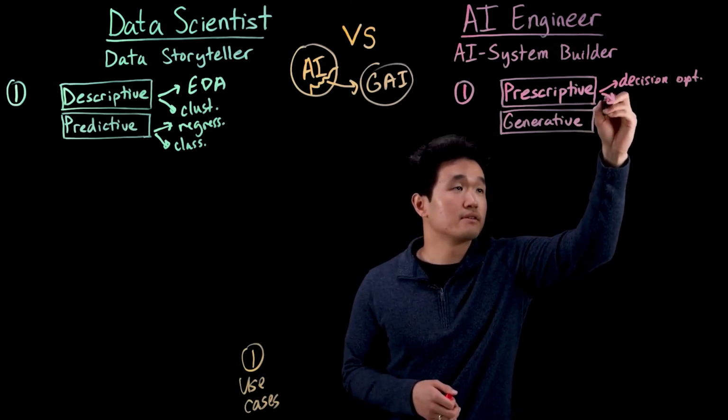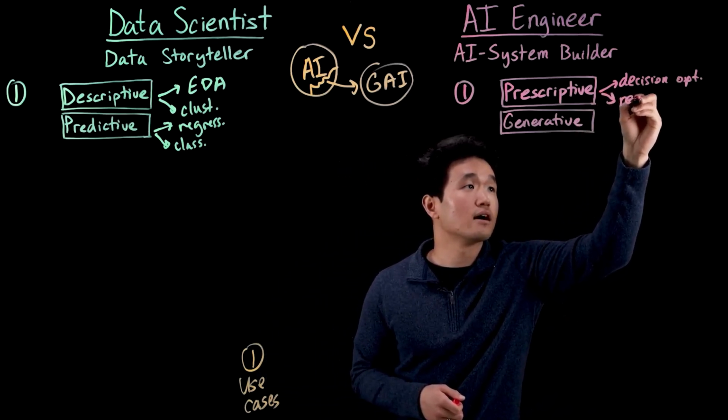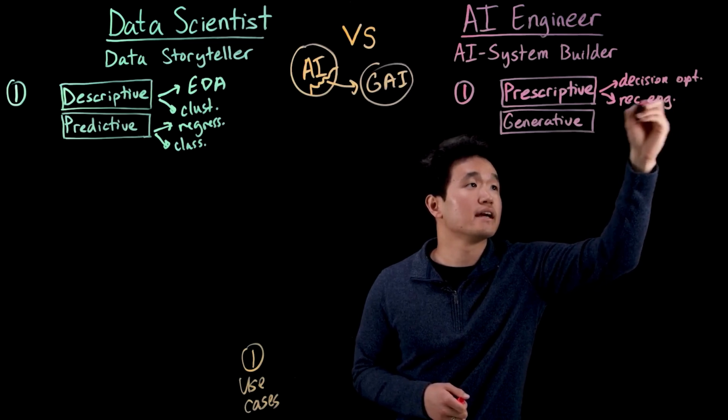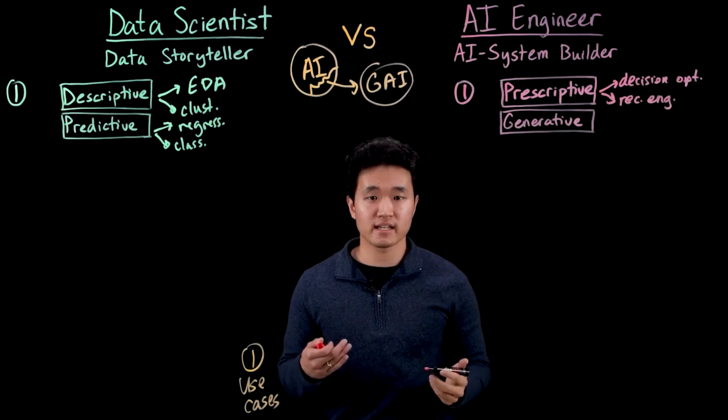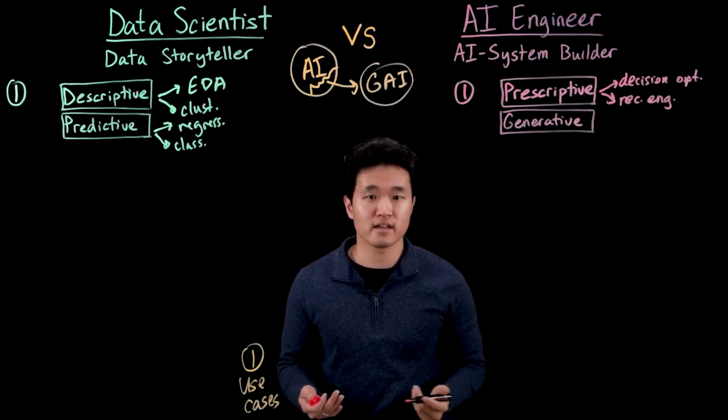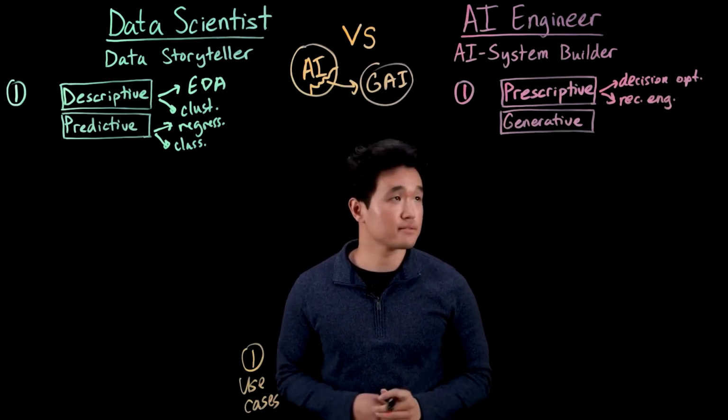Another example of a prescriptive use case is through creating what are called recommendation engines. As an example, this can involve suggesting targeted marketing campaigns for a select customer base.